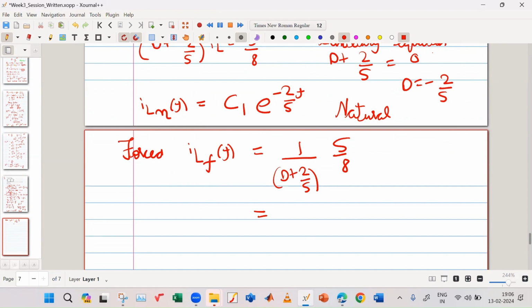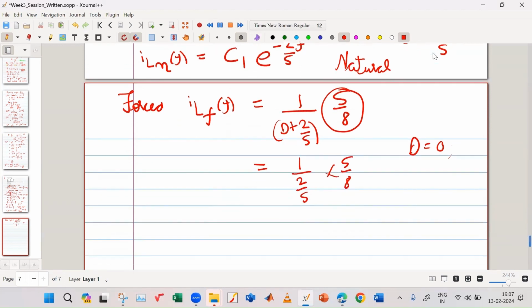I just substitute D equals 0. Okay, that is an easy way, because this is a constant only and it is not a function of t. So we substitute d equal to 0, and we get 1 upon 2 by 5 into 5 by 8.